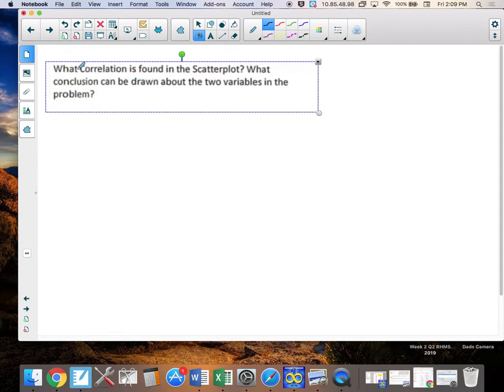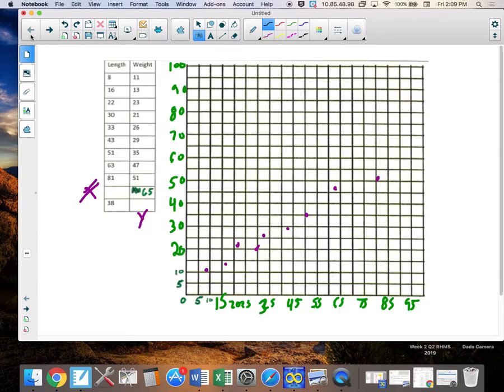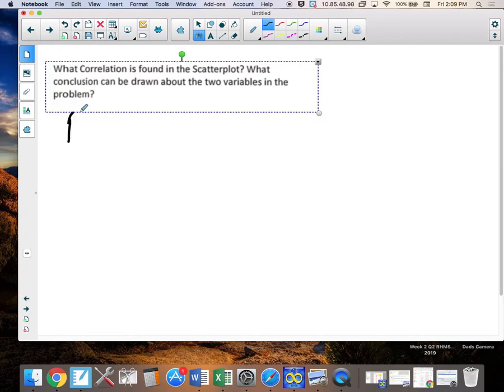Question number 1 was, what correlation is found in the scatter plot? Well, if we take a look at the dots right here, they are rising up to the right. And when we have up and to the right, that leaves us a positive correlation. Positive correlation when the line and the points slant in this direction.